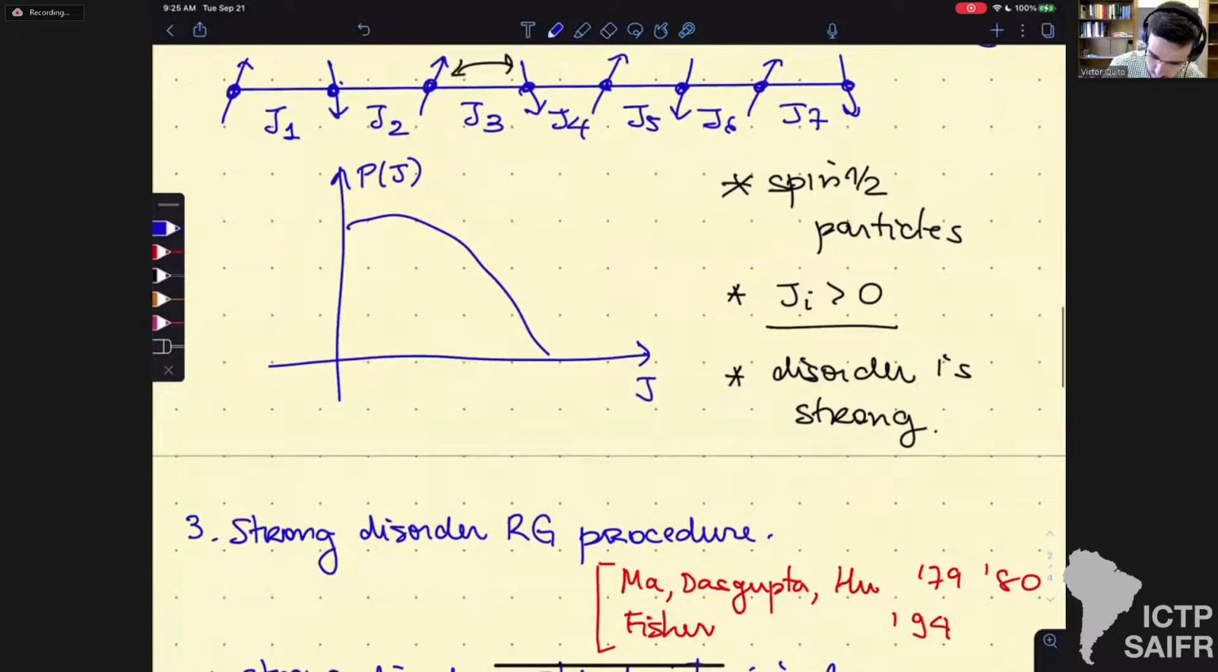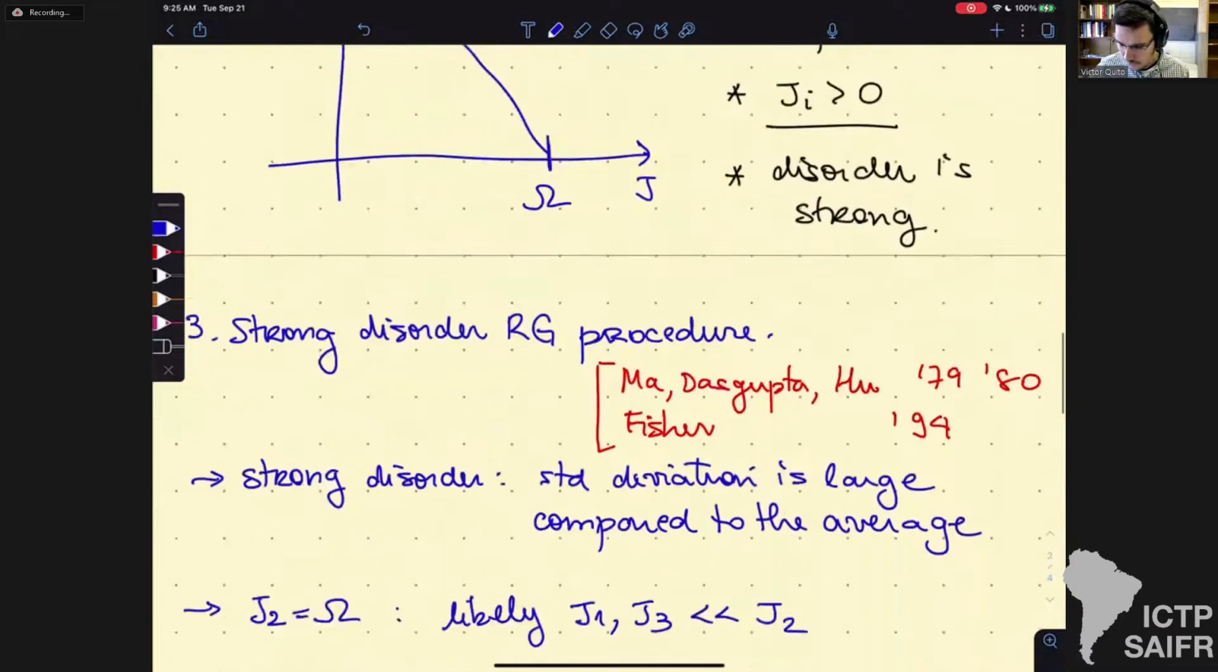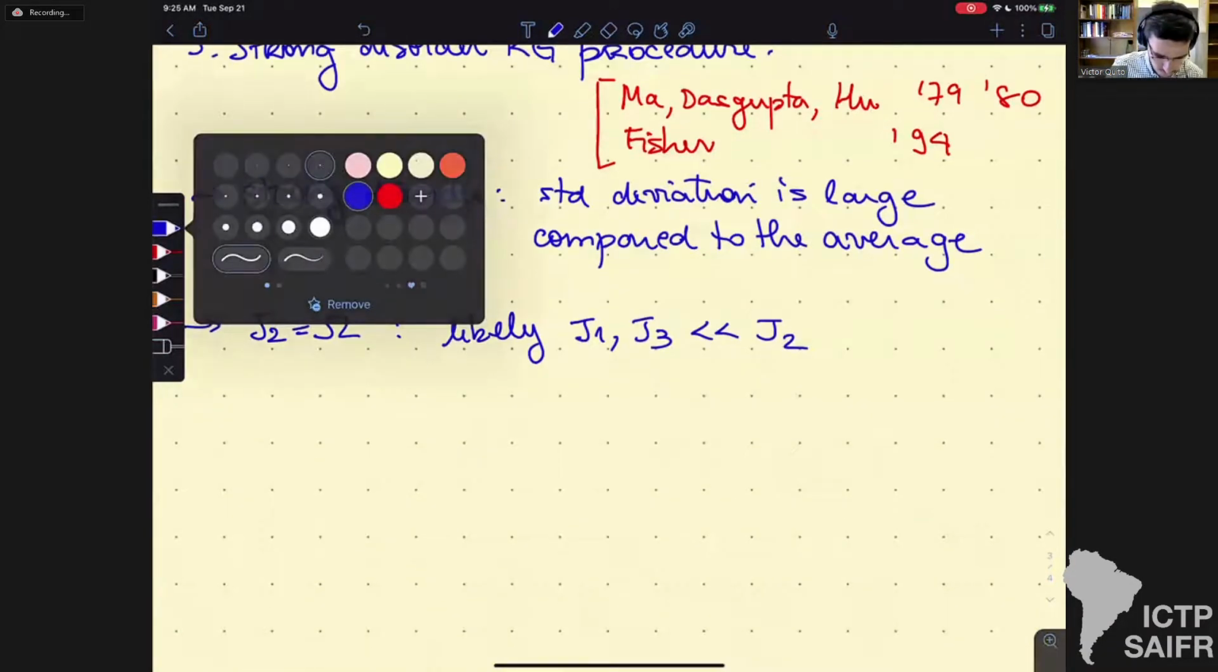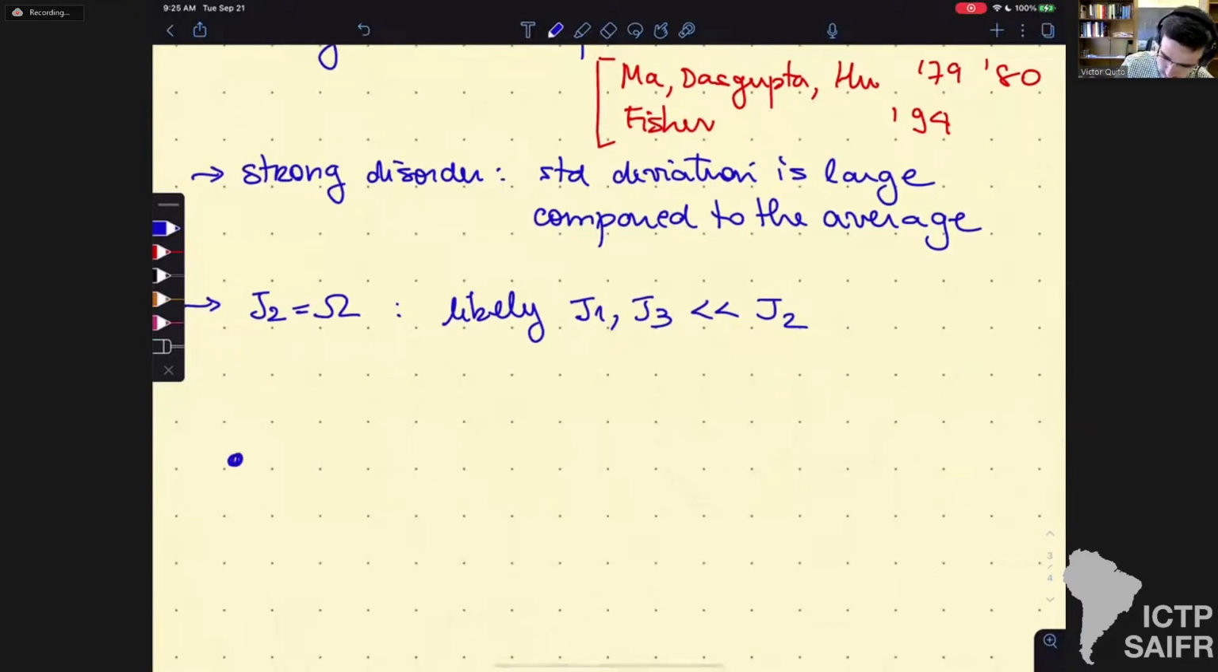So you're assuming that all of these J's are independently distributed? Yes, I'm assuming that the J's are independently distributed. So the distributions can be characterized by a single variable. I will assume that there is also a cutoff, omega, to the distribution. So this is the largest possible value. And so the RG procedure, as I described, is going to be: first we solve this pair connected by J2, that is assumed to be very large.